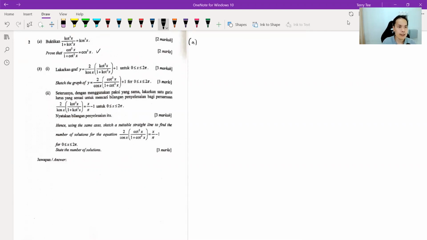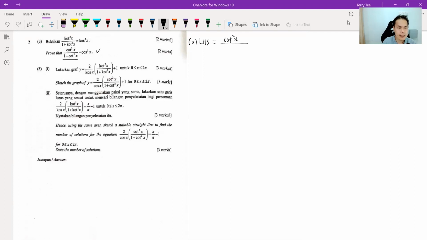To prove that cotangent squared over 1 plus cotangent squared equals cosecant squared x. I think we start from the left-hand side. Now, we always start from the side with more number of terms. In this case, it is your left-hand side. Now, your cotangent squared, I can't do anything, so I'm going to write this down.